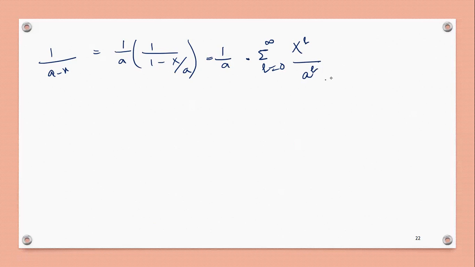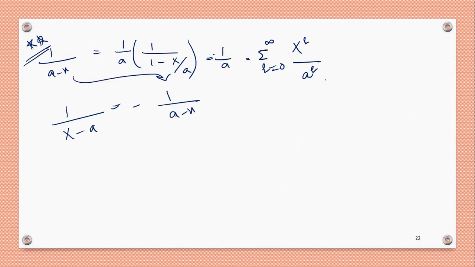So this is also an important formula which I will actually use in the topics of recurrence relations. Suppose, instead of 1 by a minus x, I have 1 by x minus a. What we are supposed to do is simply take minus common, convert it into this, and again here you will have a minus, and this will remain as it is.